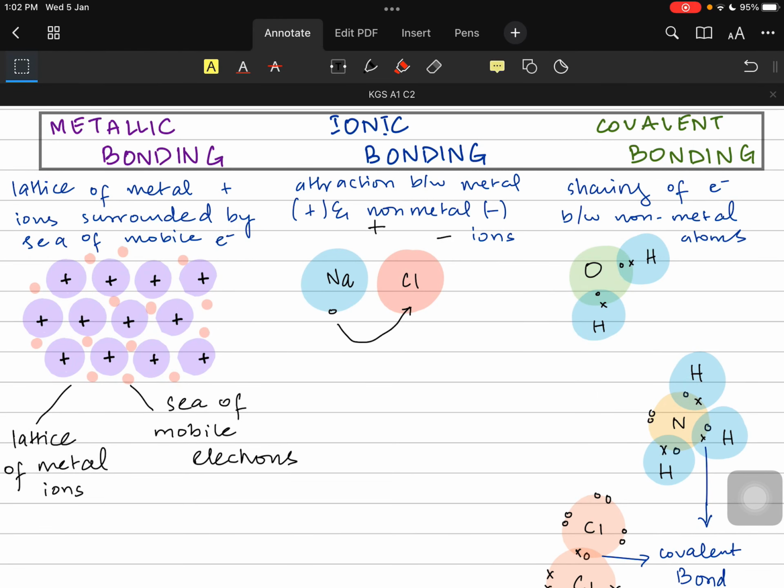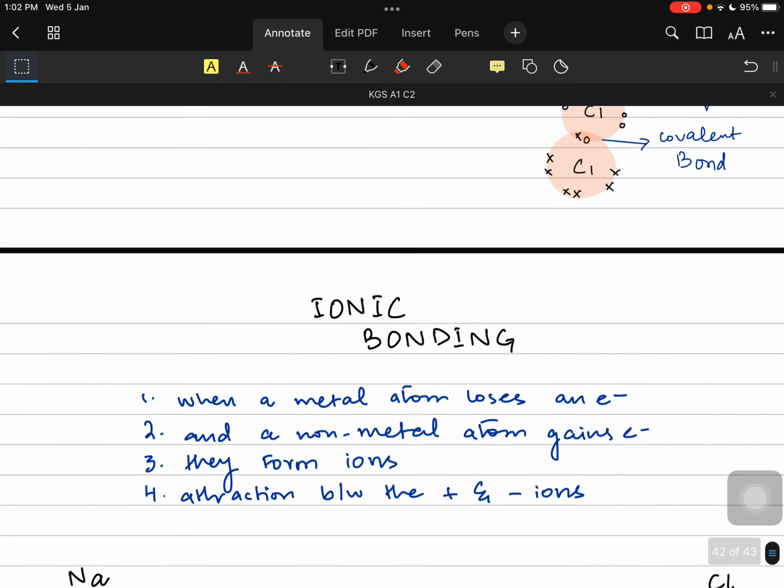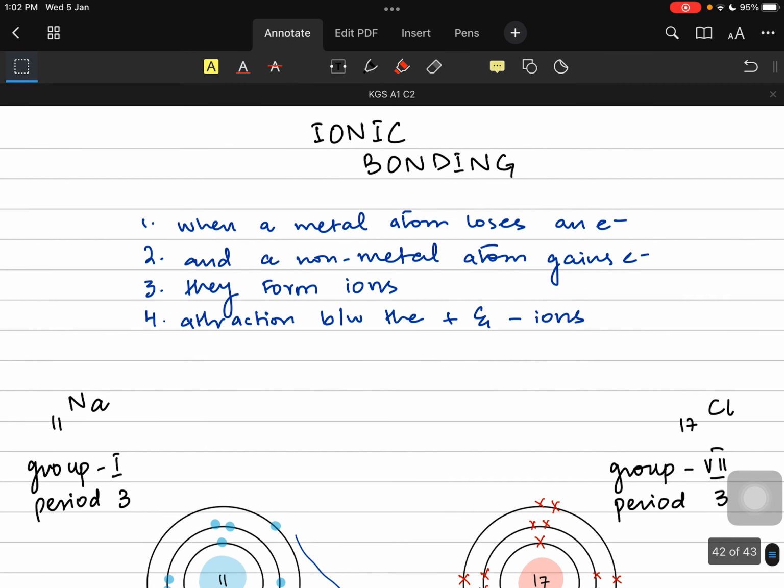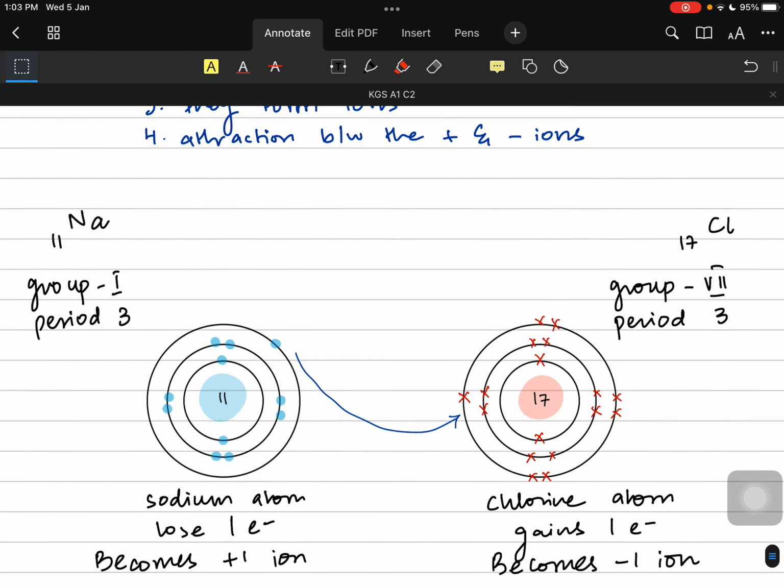Hey guys, so in the previous video we were talking about the three kinds of bonding: metallic bonding, covalent bonding and ionic bonding. Then in the last video we talked about ionic bonding, where the metal atom loses an electron and becomes a positive ion. The non-metal atom will gain an electron and become a negative ion, also known as an anion, and ultimately they form attractive forces between them.